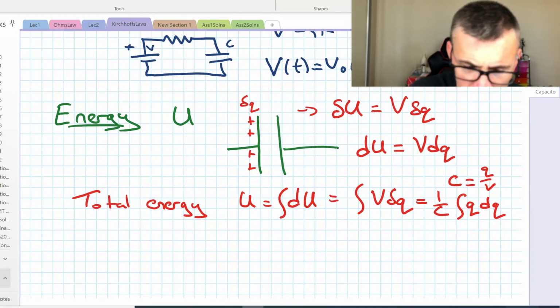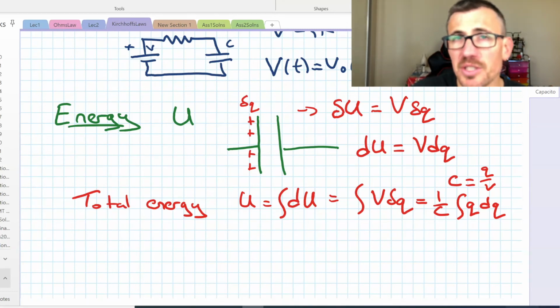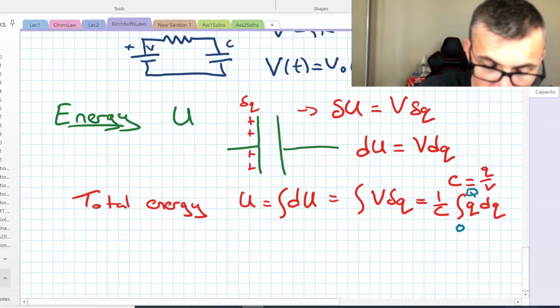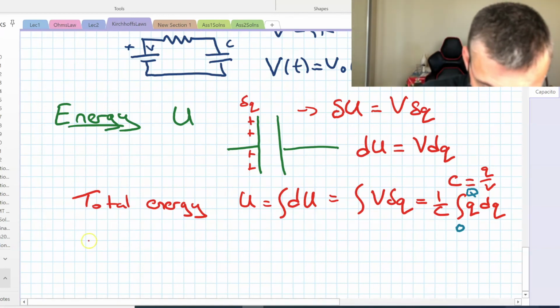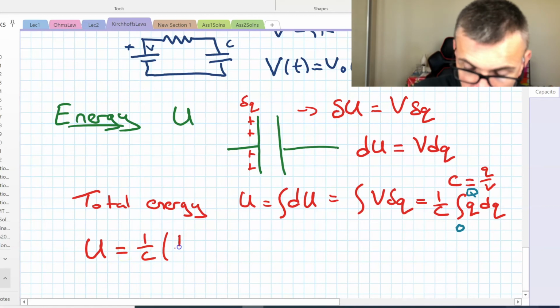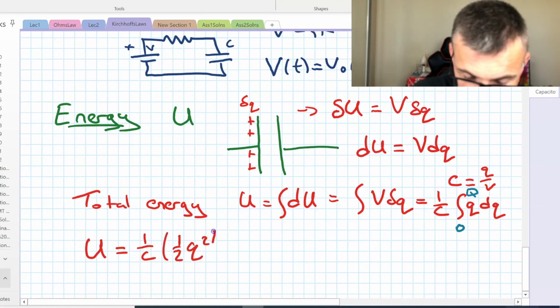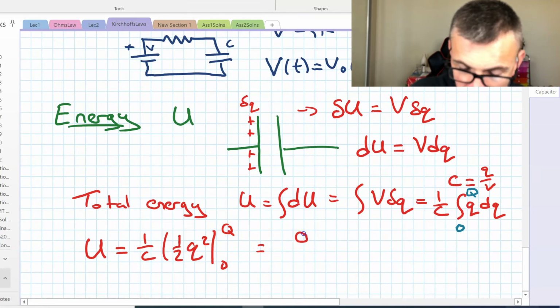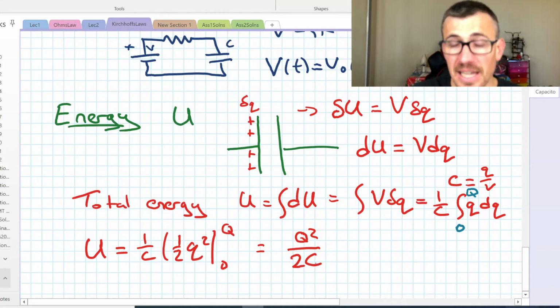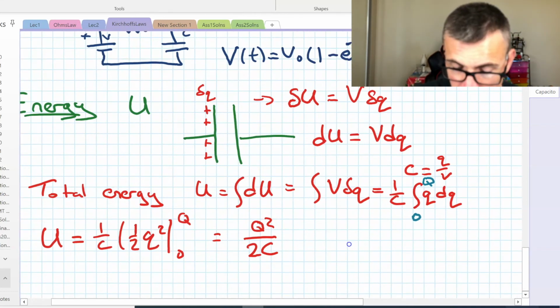All right. What are our bounds of integration? Let's say we started with 0 charge, and we're going to go to a maximum value of, I don't know, capital Q charge. Let's write down that integral then. We have the energy U is equal to 1 over C times 1/2 Q squared from 0 to Q. And that's equal to Q squared over 2C. And this is the energy stored in a capacitor.